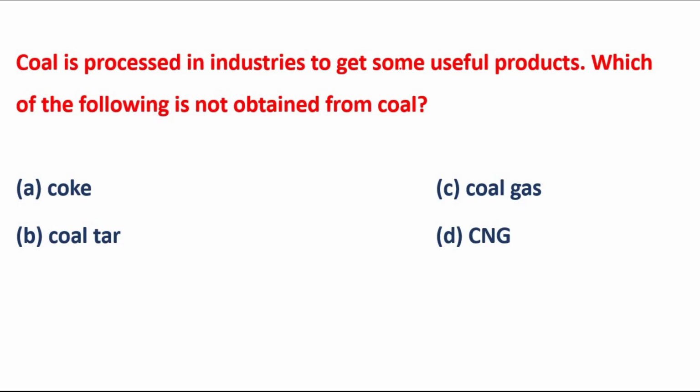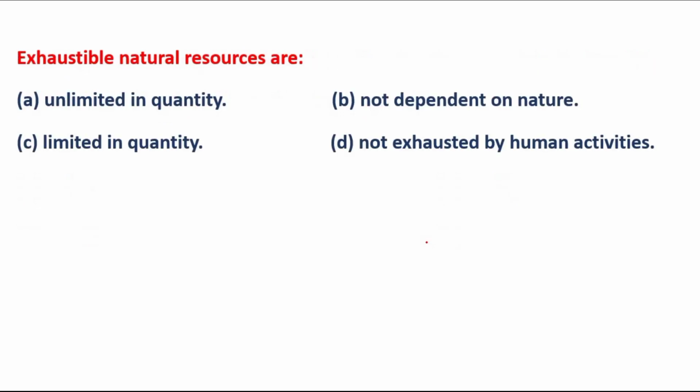Coal is processed in industries to get some useful products. Which of the following is not obtained from the coal? By processing coal, we get coke, coal tar and coal gas. A gas is released known as coal gas, but CNG is different because natural gas stored under high pressure is known as CNG.